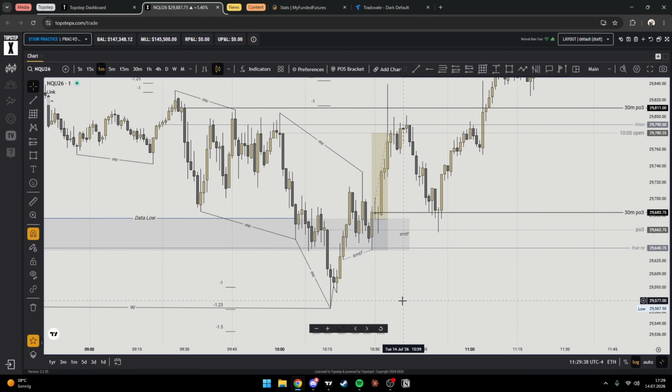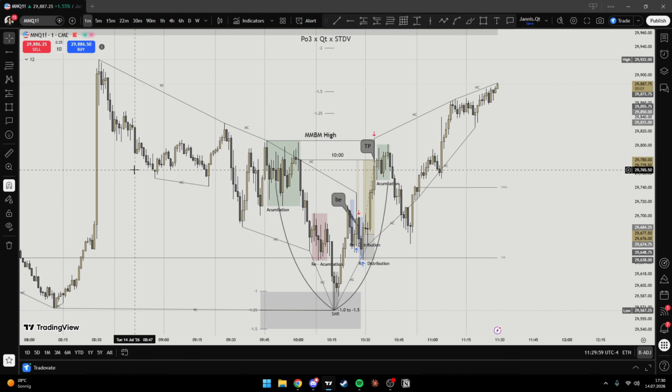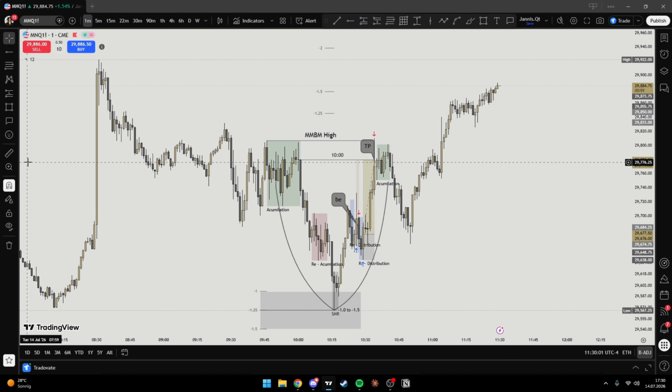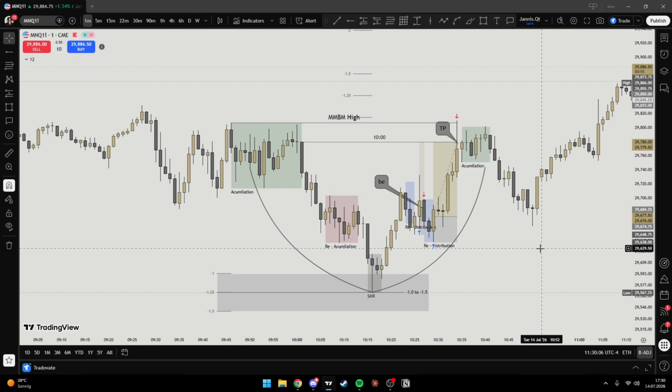So the whole expansion here was a really good sign of, okay, we're going to start pumping higher now. And what I wanted to see is a redistribution, because if you have noticed, we are inside of a market maker buy model on the low time frame. We are as well on the high time frame, but for my entry criteria, we were on the low time frame market maker buy model.